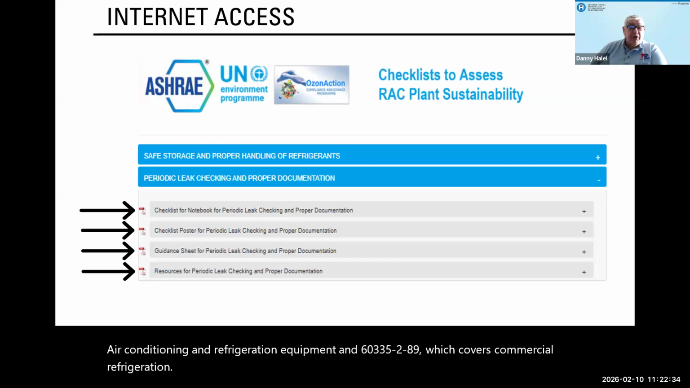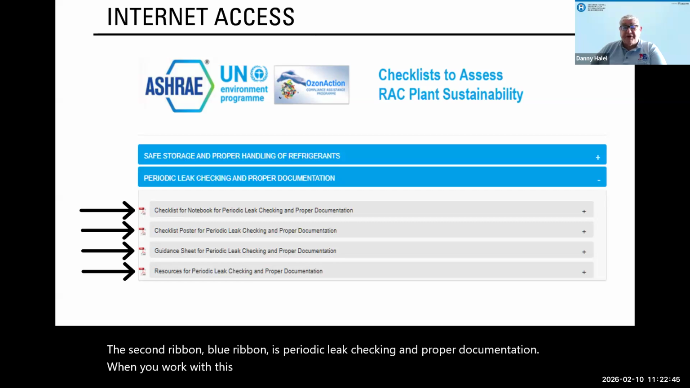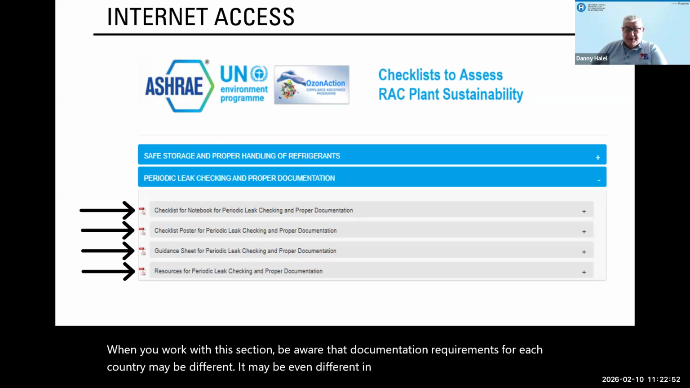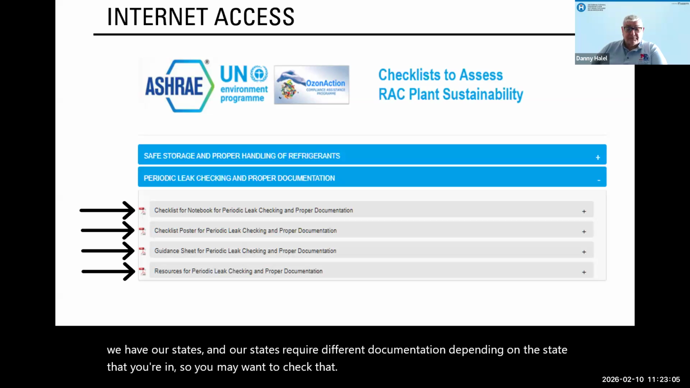The second ribbon, blue ribbon, is periodic leak checking and proper documentation. When you work with this section, be aware that documentation requirements for each country may be different. It may be even different in each area of a country. Here in the US, we have our states, and our states require different documentation depending on the state that you're in. So you may want to check that depending on where you are in the world.